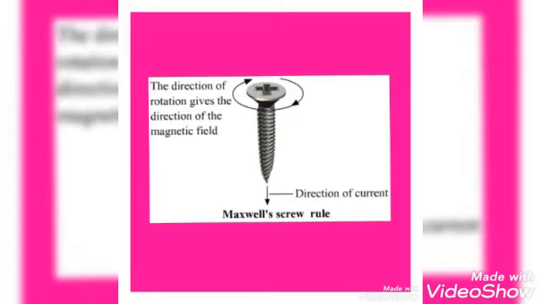Maxwell's right-handed corkscrew rule. This rule is used to find the direction of the magnetic field around the current carrying conductor. If we rotate a right-handed screw with a screwdriver, the direction of current is the same as the direction in which the screw advances or moves inside the body, and the direction of rotation gives the direction of the magnetic field.